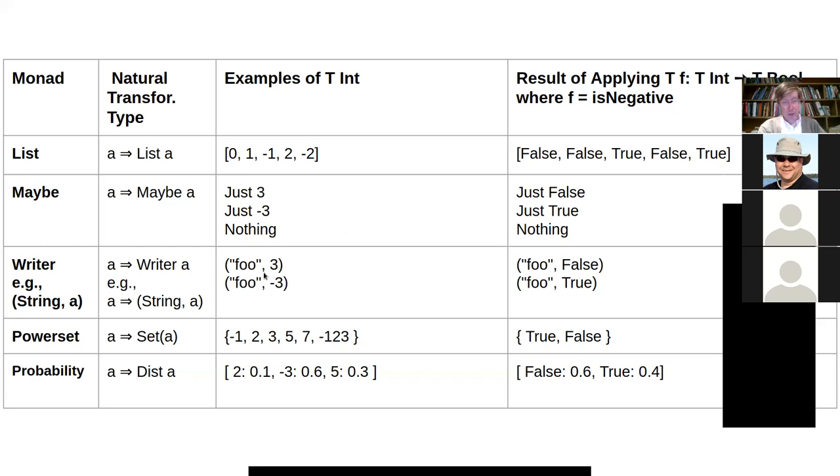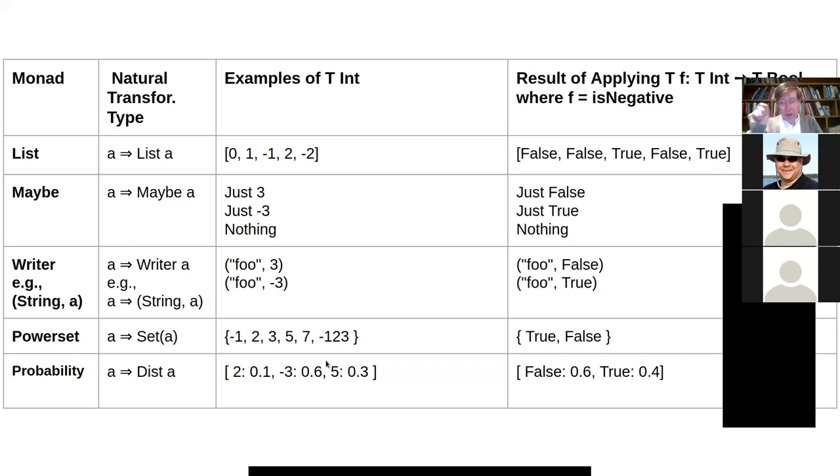And you could think of a similar thing with a writer, which might capture some needs with logging. And here we're mapping this element, not the string. The string is kind of just baggage, that's embellishment. We're mapping the core thing, the int here.